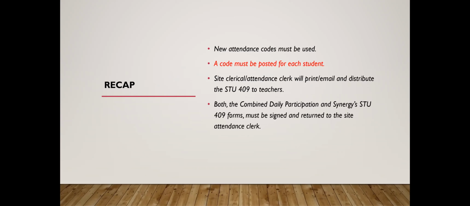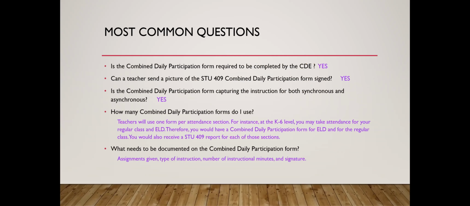So here's a recap. New attendance codes must be used, and those should be the only ones that you're seeing in Synergy. A code must be posted for each student. So if you're interacting with a student online through Zoom, then that student is present, and therefore the SYN code should be used. Site clerical or attendance clerk will print or email and distribute the STU 409 to teachers. And then both the combined daily participation and Synergy's STU 409 forms must be signed and returned to the site attendance clerk.